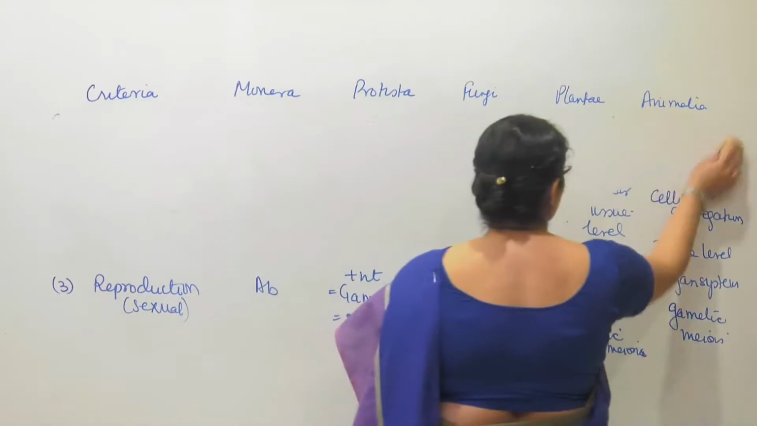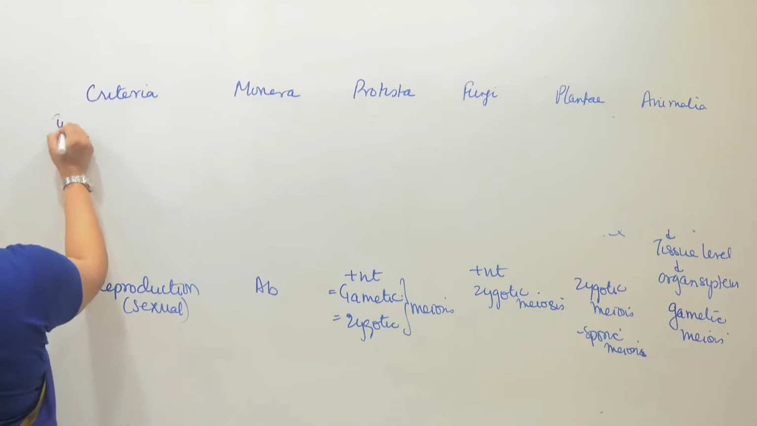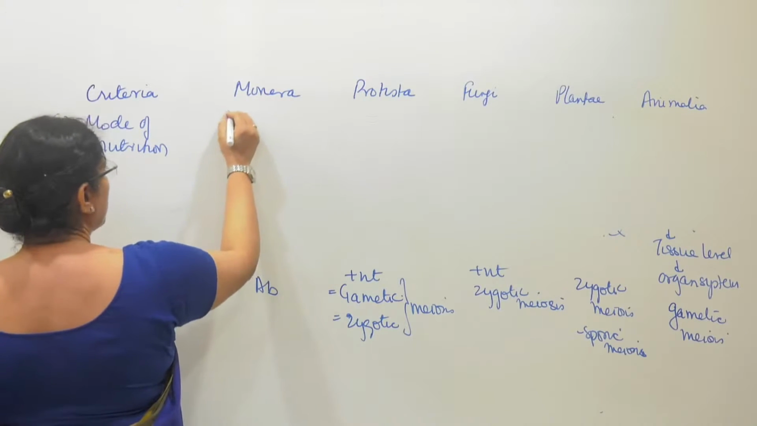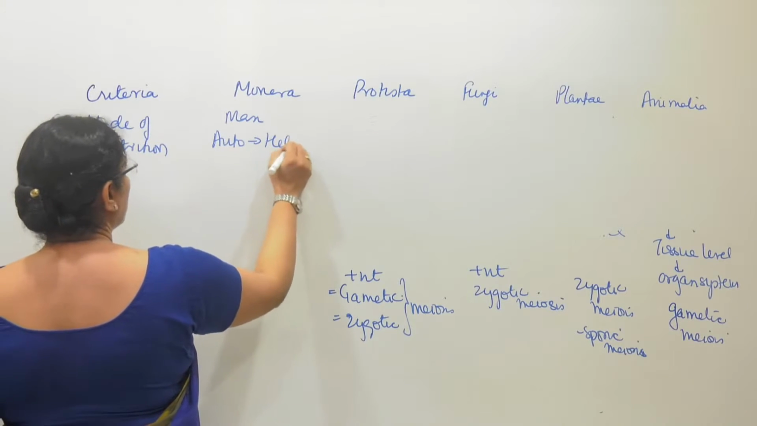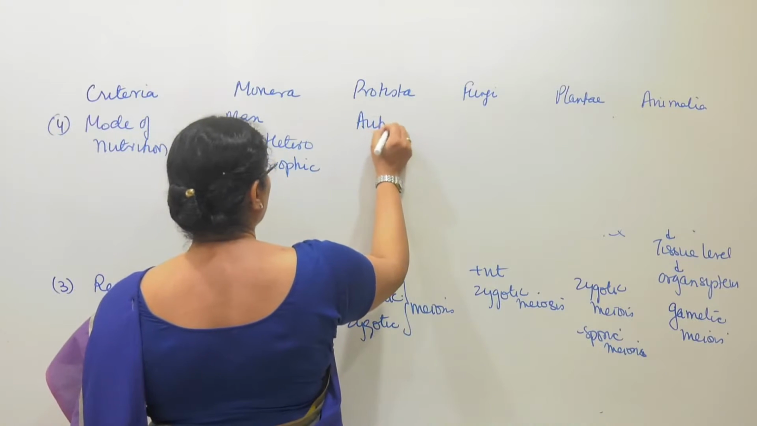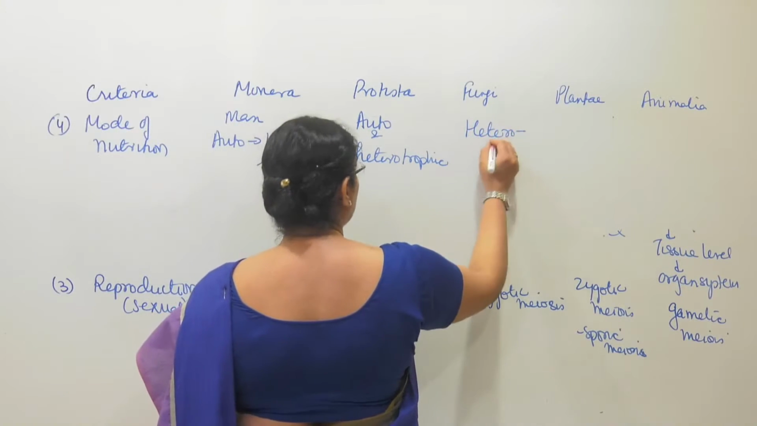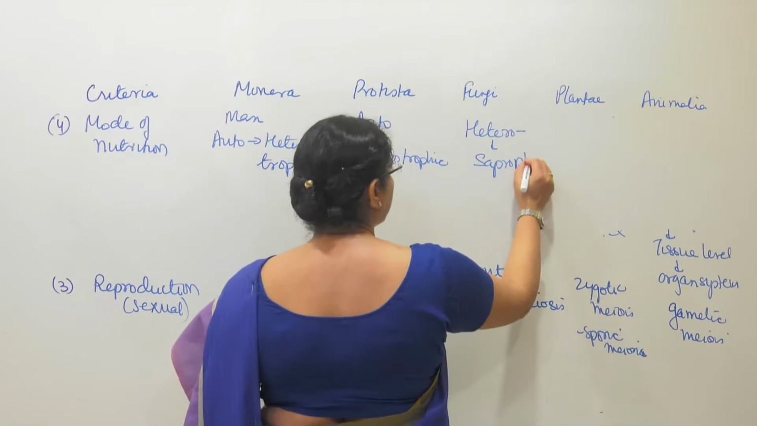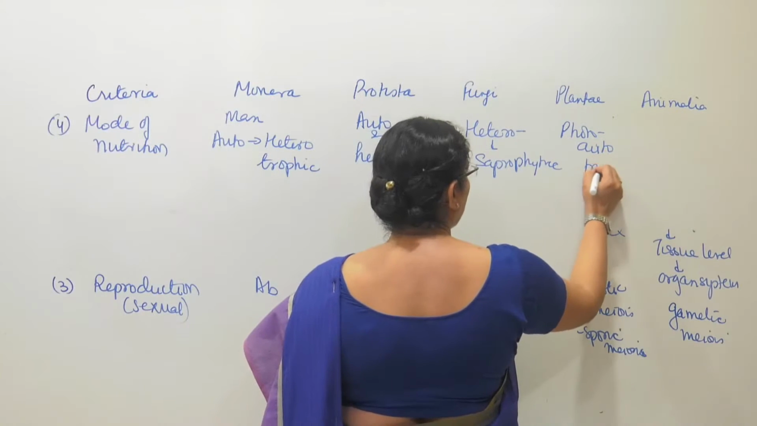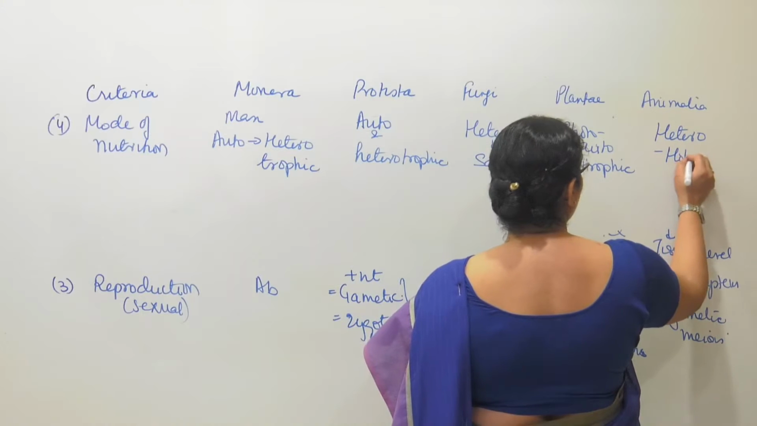The next criteria that we look at is mode of nutrition. You will have the maximum modes of nutrition here in Monera, varying from autotrophic to heterotrophic. In Protista also we can find both auto and heterotrophic, but in Monera you will find more modes. Fungi is heterotrophic, primarily saprophytic. Plantae will be photoautotrophic only, meaning photosynthetic. Animalia is heterotrophic with the main mode being holozoic.